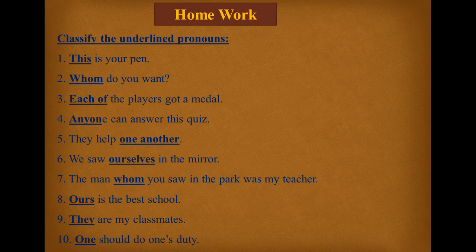So pause the video and write down in your HW copy and write the answer. In my next lecture, I will show you the answers of all the 10 words.